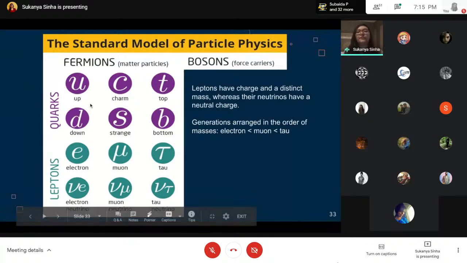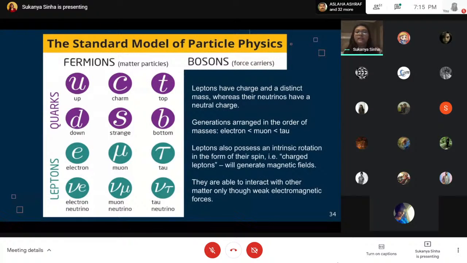So again, as you see the beautiful arrangement, the leptons are also arranged in order of masses. If you take a look closely, you will understand that the electron is the lightest lepton, followed by the muon and followed by the tau. So that is how the generations of leptons are organized by their masses. And finally, apart from the standard electric charge that we know of electrons at least, leptons also possess an intrinsic rotation, their spin, which helps them generate a magnetic field as well. We know from our high school level studies that electromagnetism is a fact. And so we can say that leptons are able to interact with other matter only through weak and electromagnetic forces.